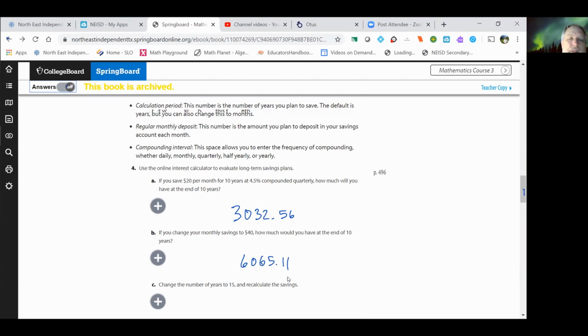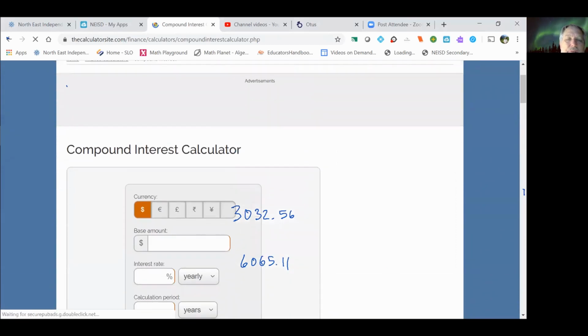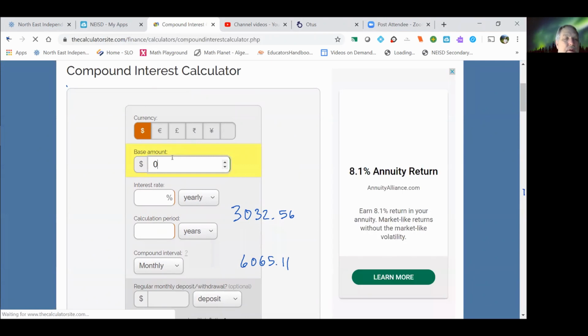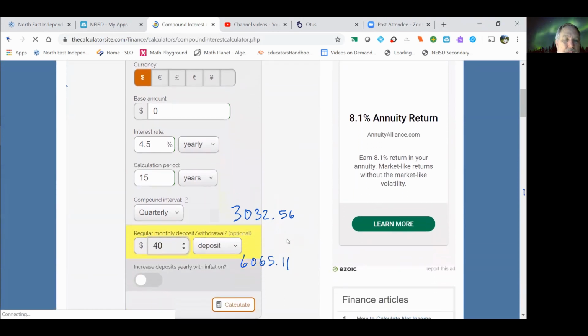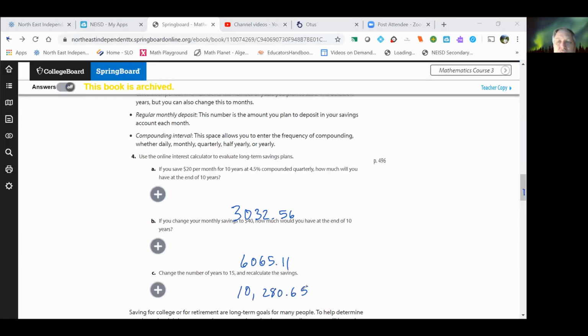Okay, C. Change the number of years to 15 years and recalculate the savings. So we want to go back to that link again. We use the same calculator. I'm going to leave those numbers laying there so we'll just have them. Base amount again is 0. The interest rate is 4.5. Calculation period now is 15 years. We're going to compound it quarterly. The regular monthly amount is $40. Figure out what that comes to be. $10,280.65. So you can see how fast your money can grow.